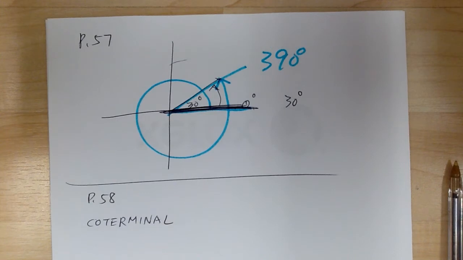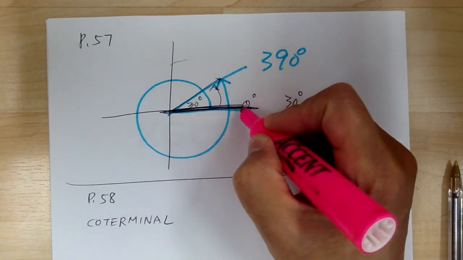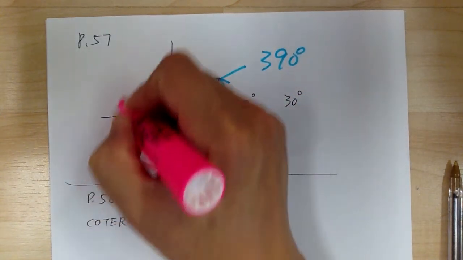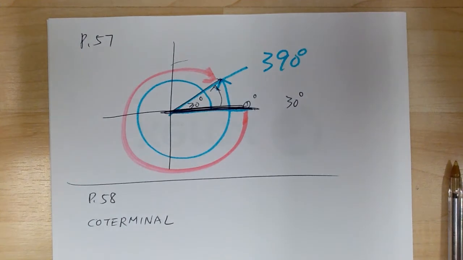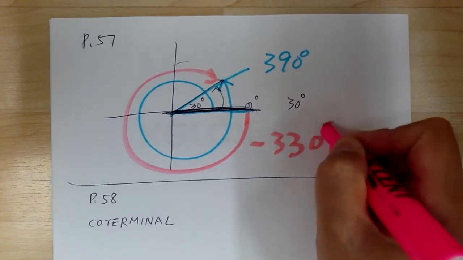So to get a coterminal is very easy. If you go around the circle one time, you add 360. If you go backward, you minus 360. So in this case, let's say you don't want to end up right over there. You want to go backward this way. So you're going to end up with negative 330 degrees.